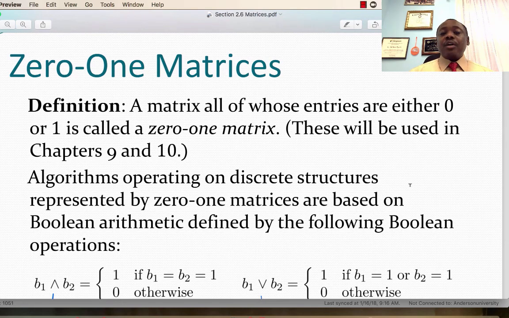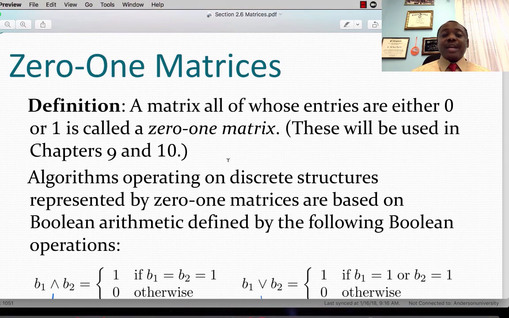Definition. A matrix, all of whose entries are either 0 or 1, is called a 0,1 matrix, and we use those in chapters 9 and 10. 1, for example, if we were dealing with graph theory, would mean that those 2 vertices are connected by an edge, and 0 would mean that those 2 vertices are not connected by an edge, and so on and so forth. Algorithms operating on discrete structures represented by 0,1 matrices are based on what is known as Boolean arithmetic, defined by the following Boolean operations.